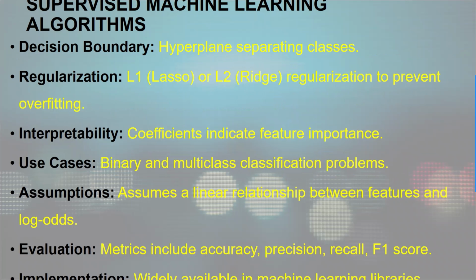Next, we have the decision boundary, which is a hyperplane separating classes. Some of the regularization includes L1 and L2, which are lasso and ridge regularization, to prevent overfitting. Then we have interpretability, where coefficients indicate feature importance. Then some of the use cases are binary and multi-class classification problems. And the assumption made here is a linear relationship between features and log odds. Then we have evaluation, where metrics include accuracy, precision, recall, and F1 score. Some of the implementation is widely available in machine learning libraries.